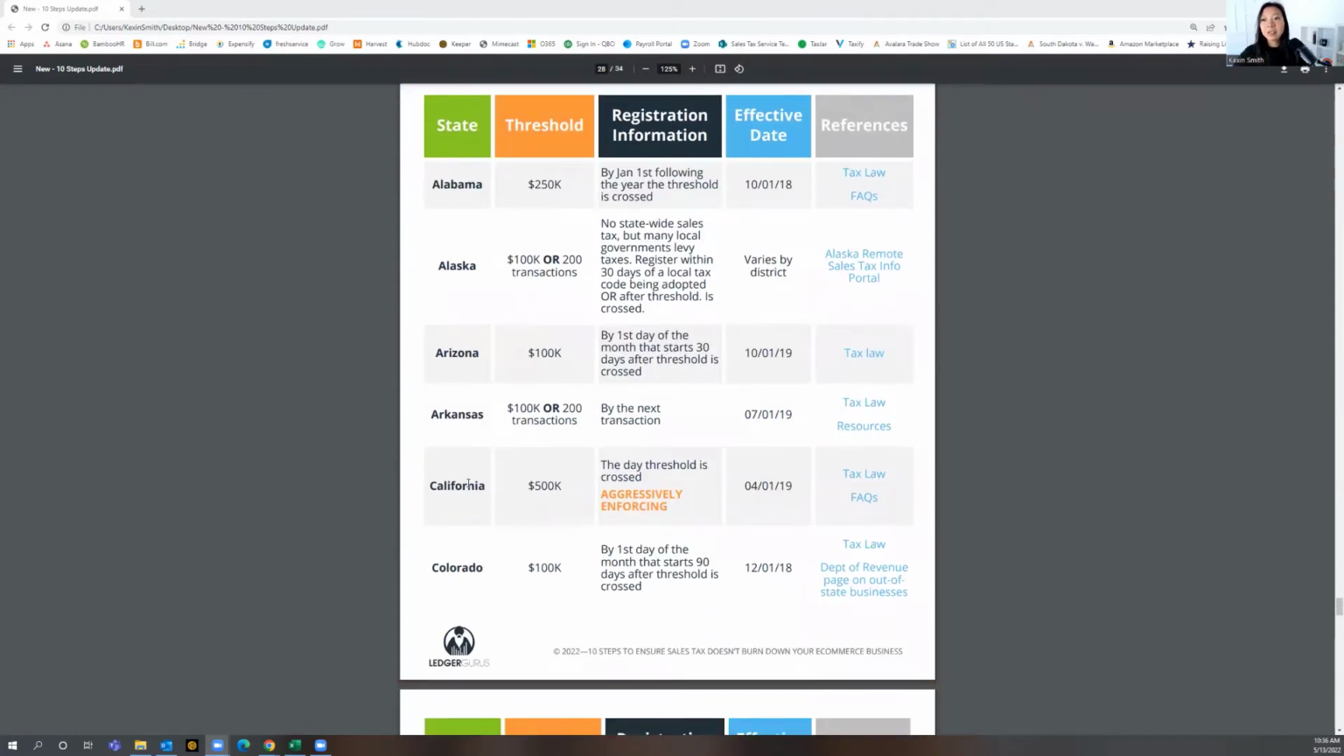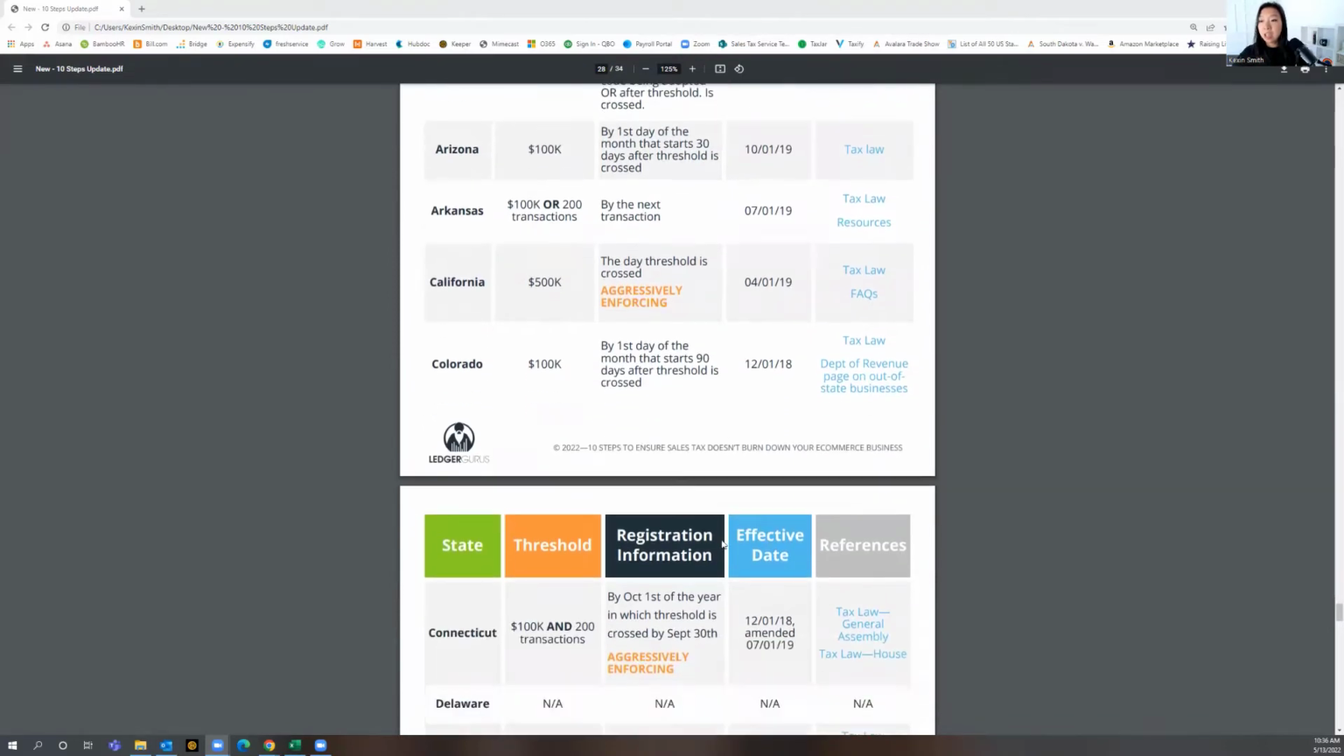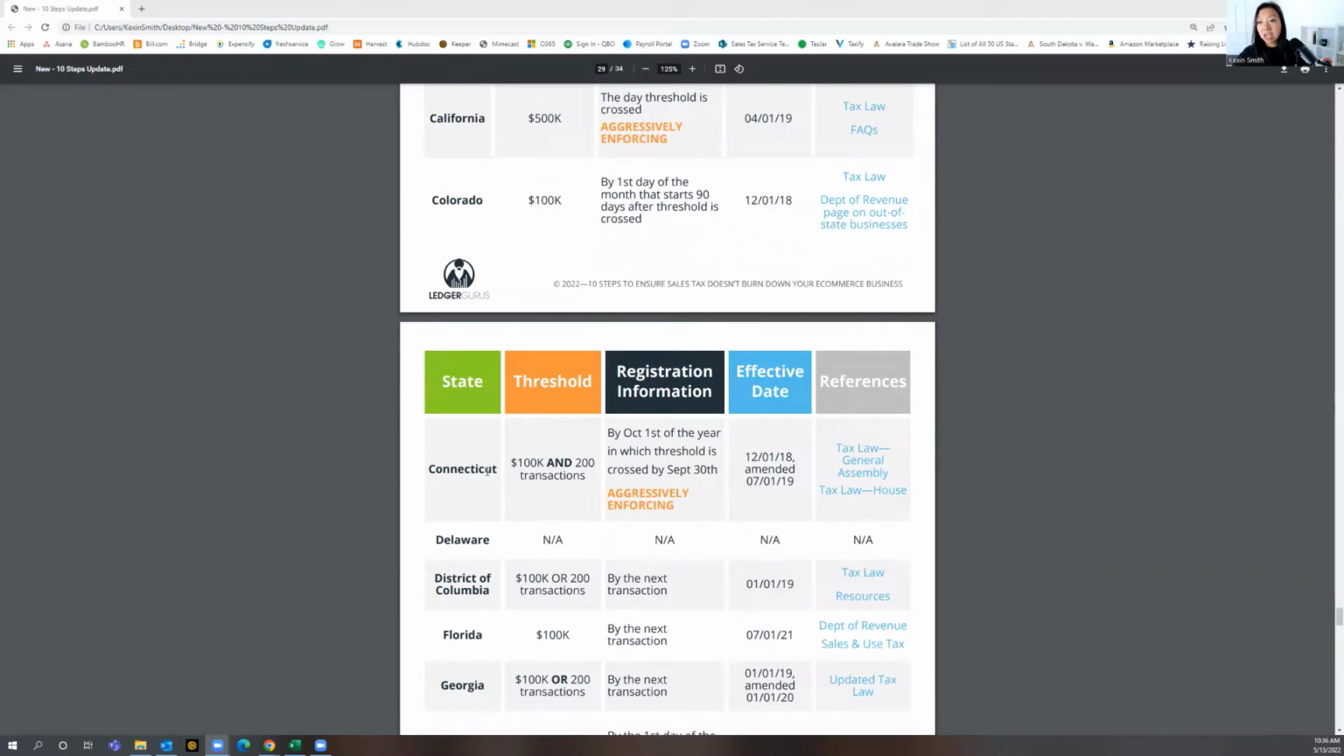Another thing to notice is the states all have different thresholds. So California is $500,000 because it's a bigger state, so they are giving the sellers a higher threshold. Same with New York and Texas, where you'll see if you scroll down to the other states. Here in Connecticut, it's $100,000 and 200 transactions. So you need to fulfill both requirements to be considered having economic nexus in Connecticut.